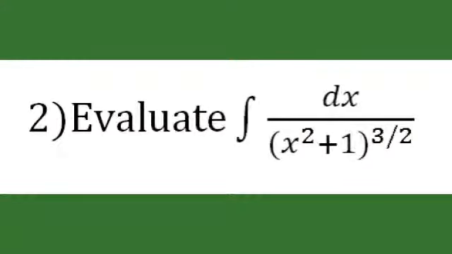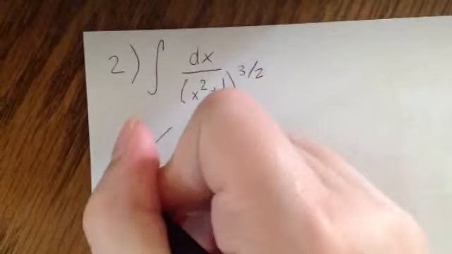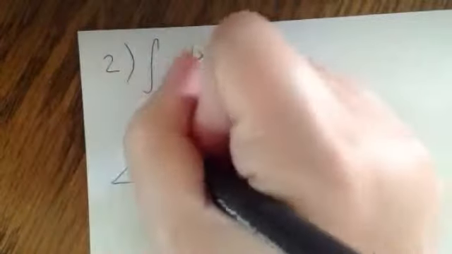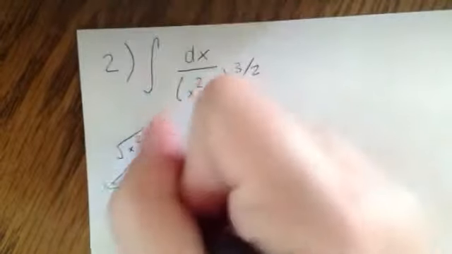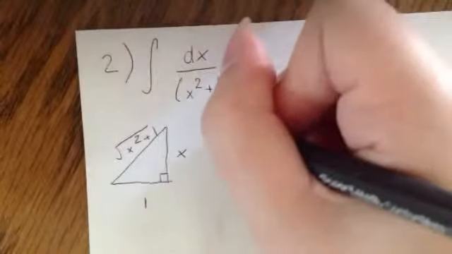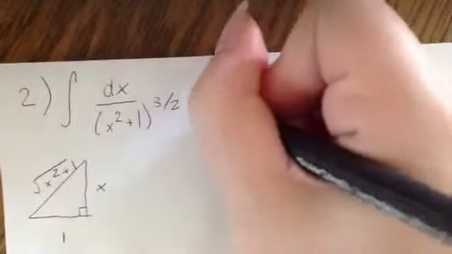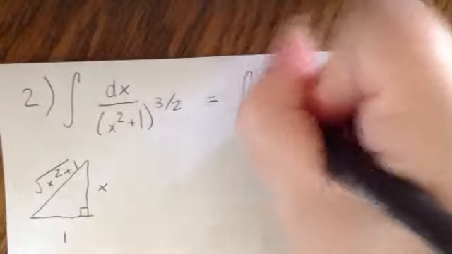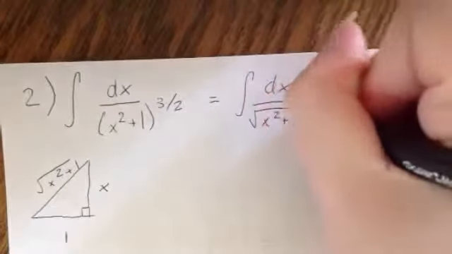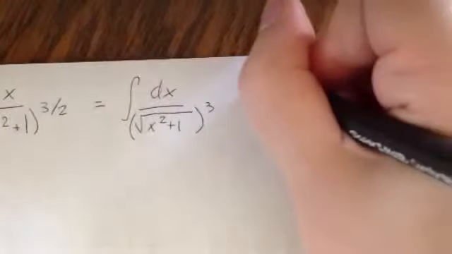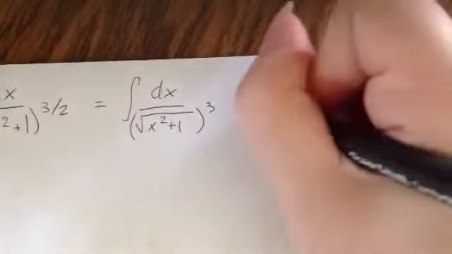Problem 2. Once again, you're going to want to start by drawing a triangle. The hypotenuse is going to be the square root of x squared plus 1, and the other sides are going to be x and 1. Now, this expression is a little different because the bottom is not radical, but instead is raised to the third halves. So instead, just rewrite it as the square root but raised to the third. This is just going to make it easier.